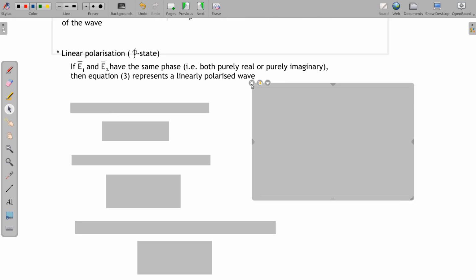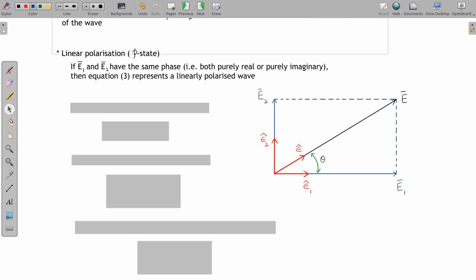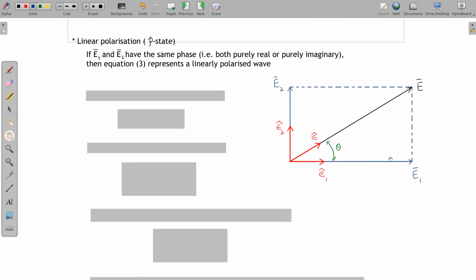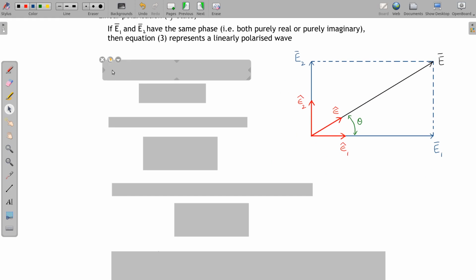In space, if I see their orientation, we have epsilon 1 along this direction, epsilon 2 along this direction, so E1 along this and E2 along this. The resultant wave will be along the vector sum of E1 and E2. And these two are in phase, so they will change proportionally to each other. So this electric field vector is always going to oscillate along this line. That's why it is the linearly polarized state, or the p state.